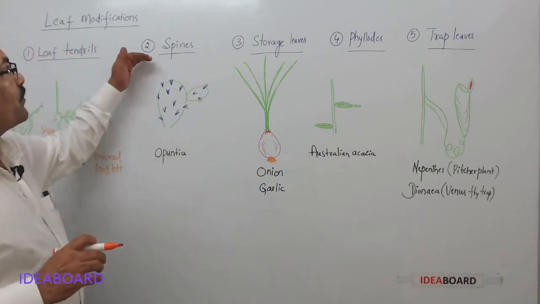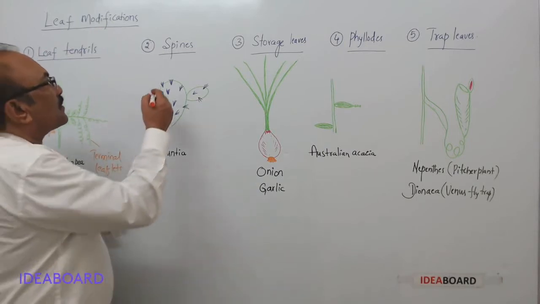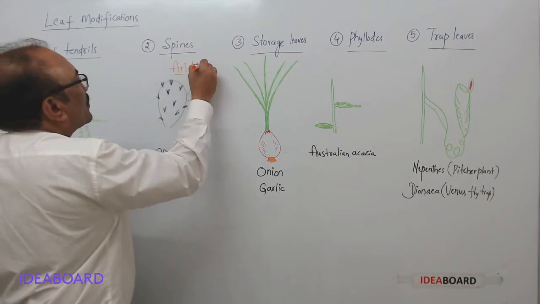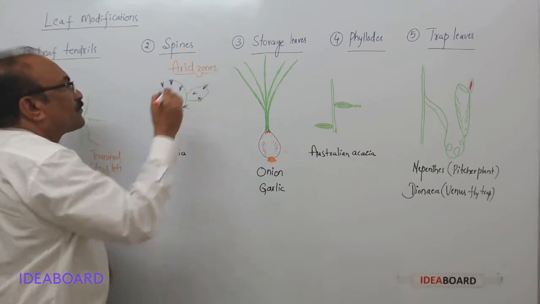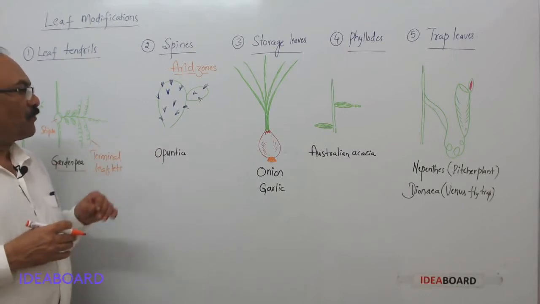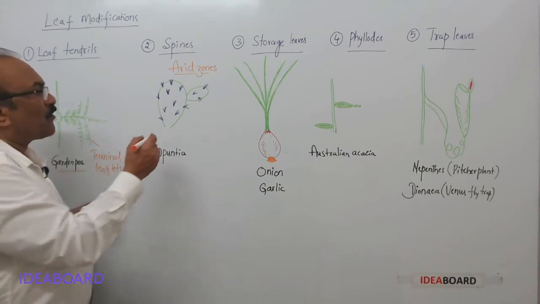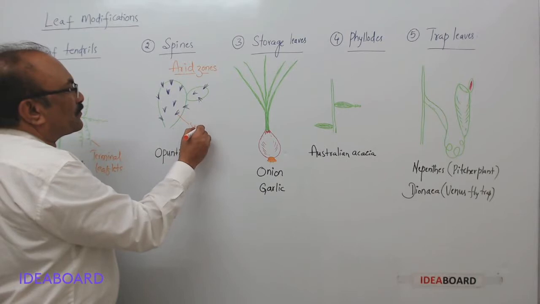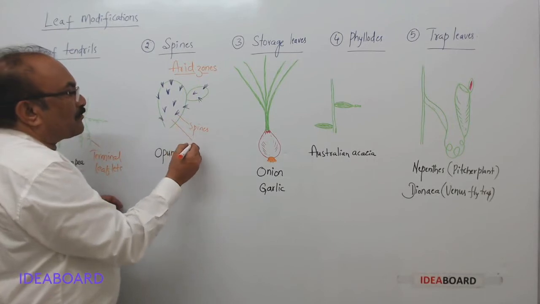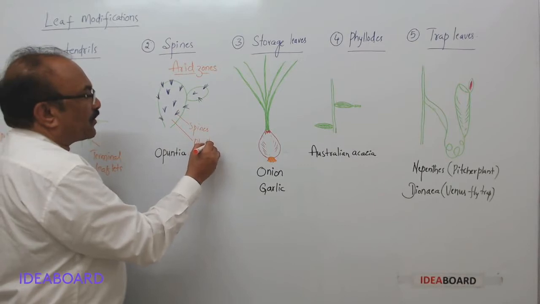Now when we come to the spines, these are hard pointed structures, and these are seen among the plants growing in arid zones, meaning dry zones. We discussed Opuntia already, and in Opuntia, to minimize the rate of transpiration, the leaves are modified into spines. And of course, you know that the stem became a flattened organ, and we call this flattened organ a phylloclade.